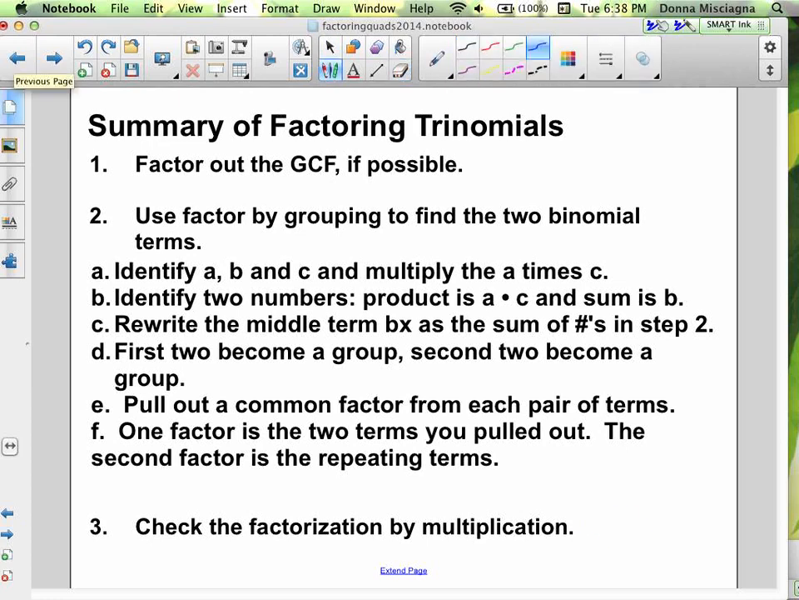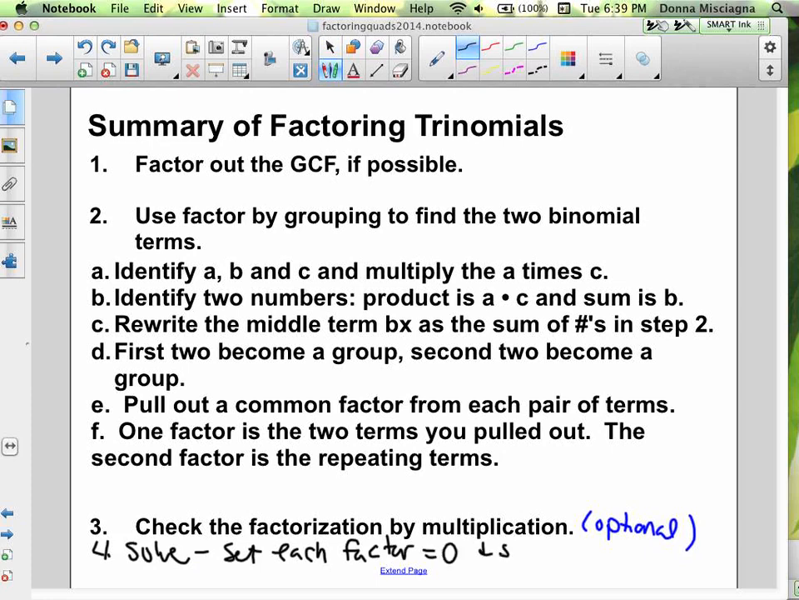Let's add one thing to this, and that is to solve. For solving, you just have to do one other thing, and that is set each factor equal to 0 and solve for whatever your variable is. For x, we'll just put x, and if your variable is a t, you're solving for t. All right, so this is our summary of factoring trinomials.